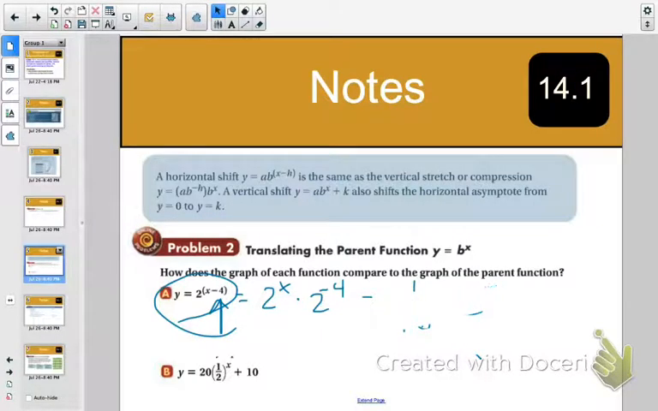The next one, this one, we have this 20 right here.